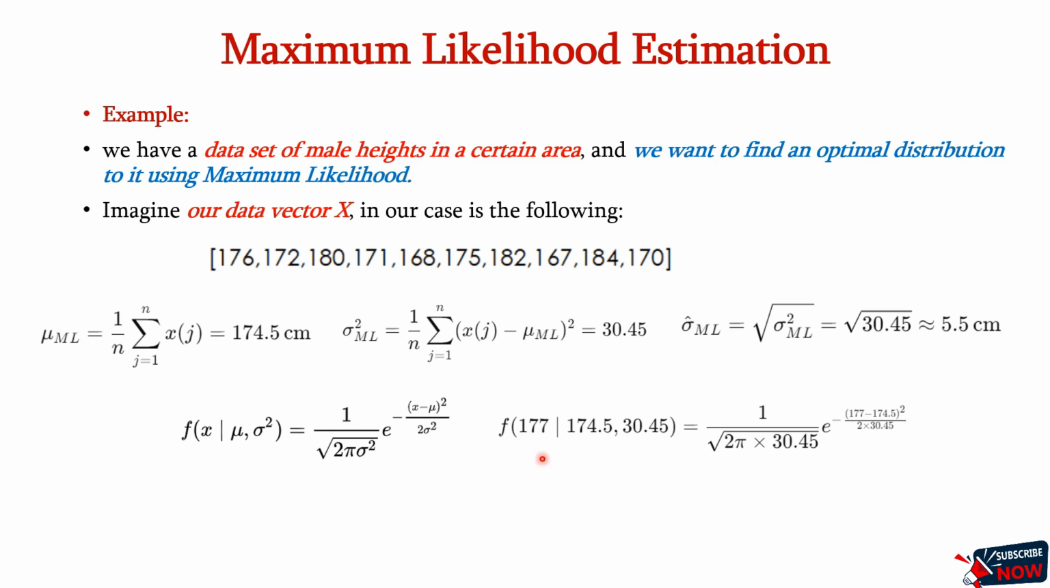Now for any new data 177, let us check whether it is fitting to the following distribution or not. So we have 177 here. So let us substitute this 177 in this equation of Gaussian distribution. So for x we have 177, that is new data, and mu and sigma square. Mu is the mean. For mean we have 174.5 and variance we have 30.45. So if we calculate by substituting these values in the equation, we get 0.0652 as the distribution value.